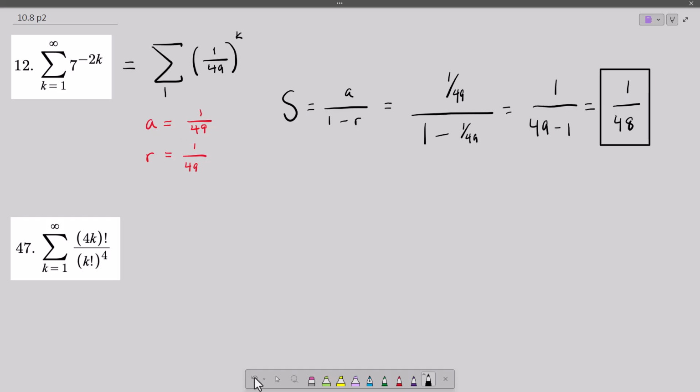Is doing the root test okay? Because I got the same answer. Of course. So here's the difference. So the root test, right? If you use the root test here, you take the kth root of this, you get 1/49. That's smaller than 1, so it converges. But it doesn't tell you what it converges to.